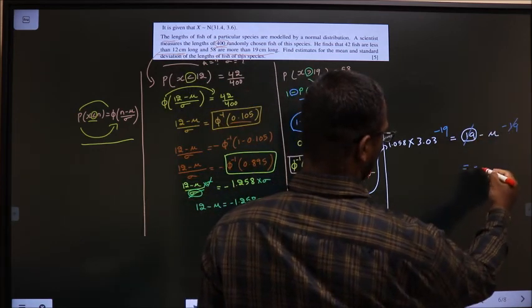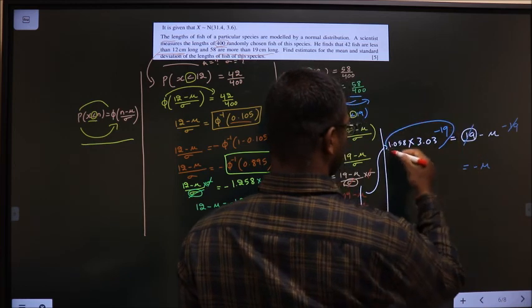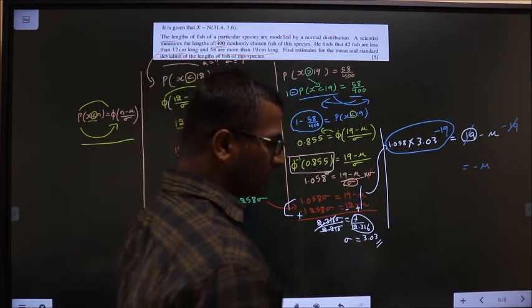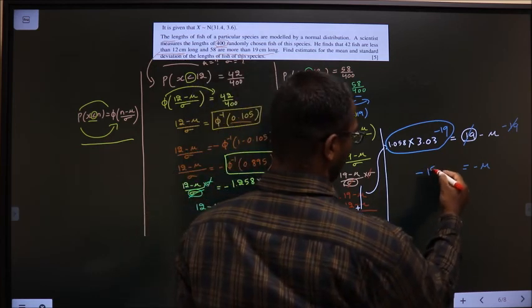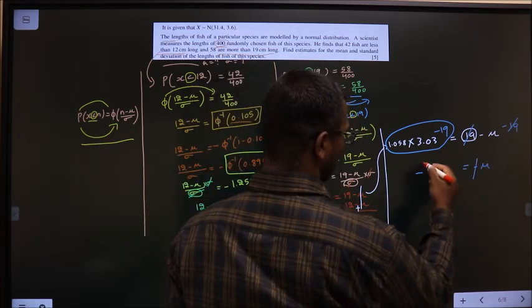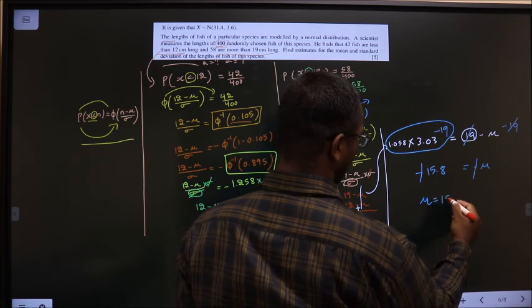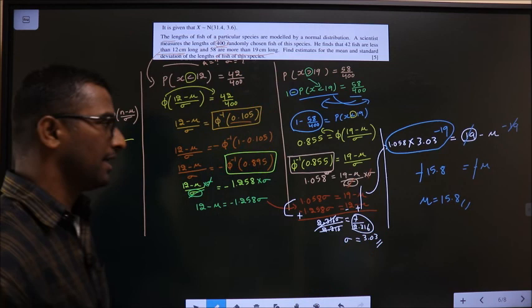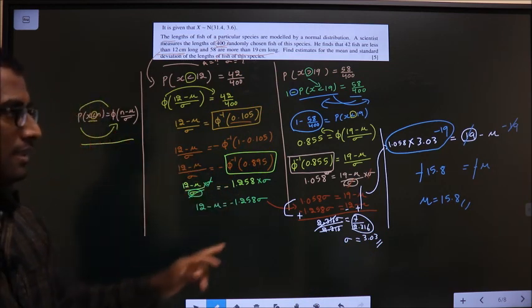You are left with minus mean. Put this entire thing at once in the calculator. You get it to be minus 15.8. Cancel the negative sign, so mean is 15.8. Thus we have found mean and standard deviation. Is this clear?